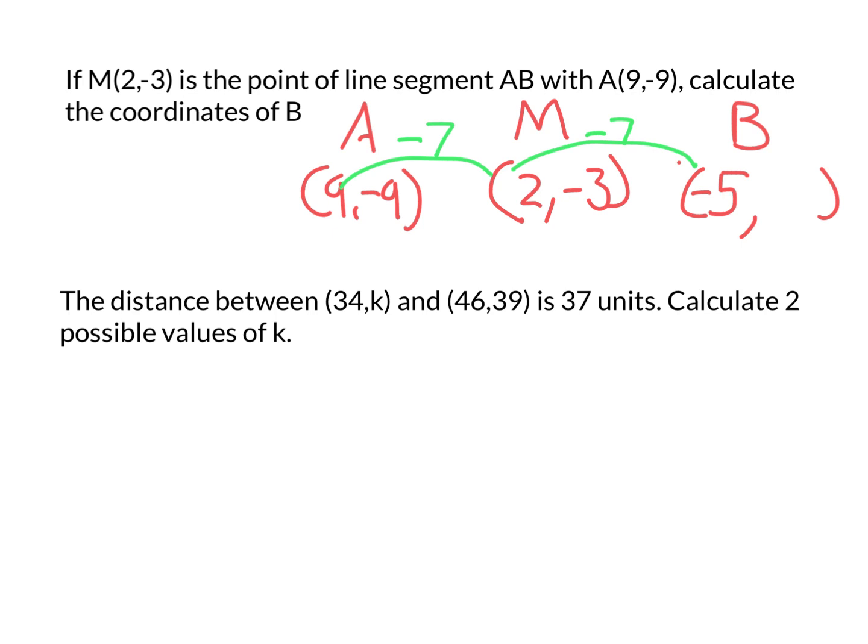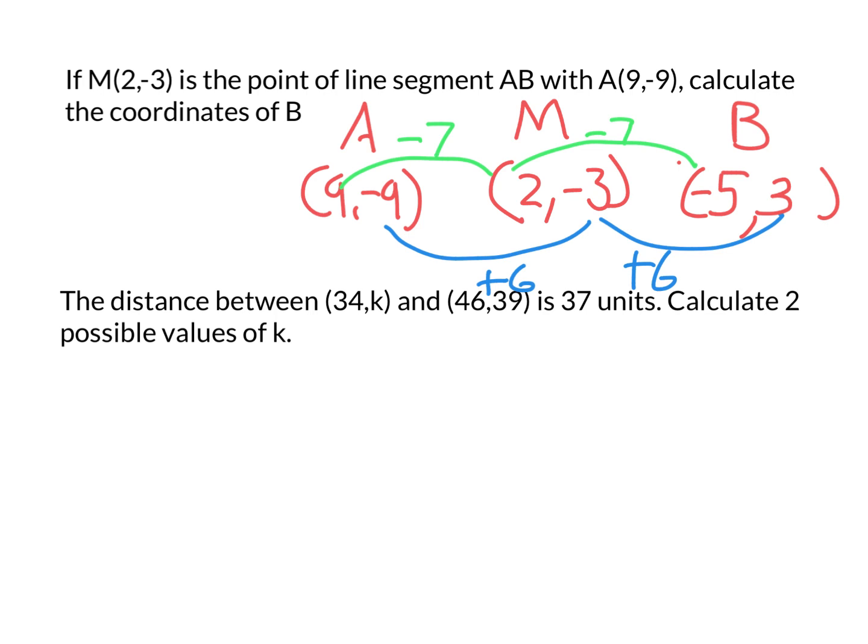We're now going to do the same for the y values. To go from negative 9 to negative 3, we add 6. So then we add 6 again, and this time we get positive 3. So that's the answer, because negative 3 is halfway between negative 9 and positive 3. We are done. These are the coordinates of B.